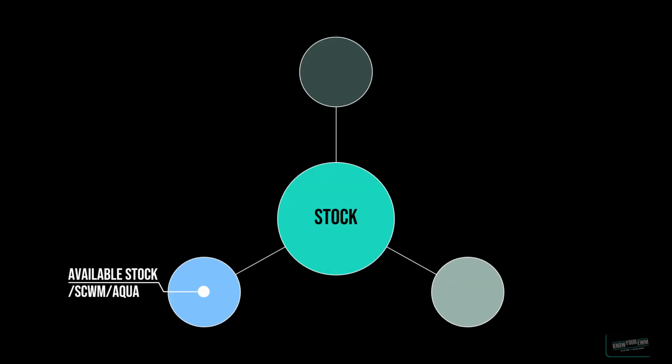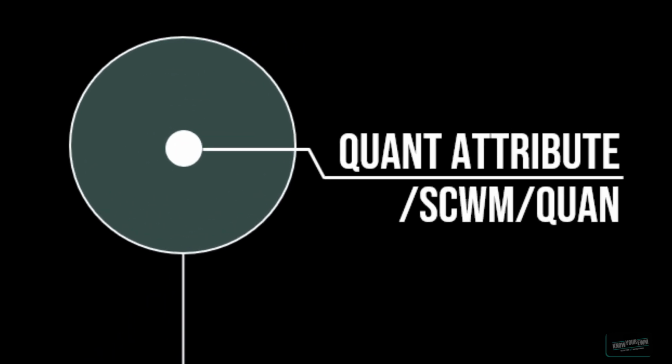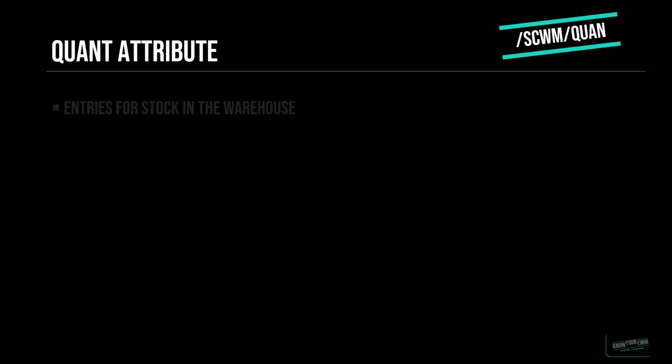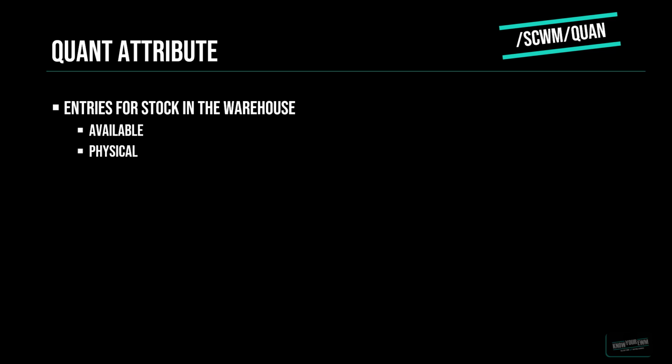The next two tables involved for managing the stock in Extended Warehouse Management hold entries for the physical stock. At first, let us check out the Quant Attribute table. This table holds entries for basically every stock in the warehouse, whether it's available or just physical stock. So, basically the table describes the stock with all its attributes, like for example if the specific stock is assigned to an inbound delivery, or maybe to an outbound delivery order.